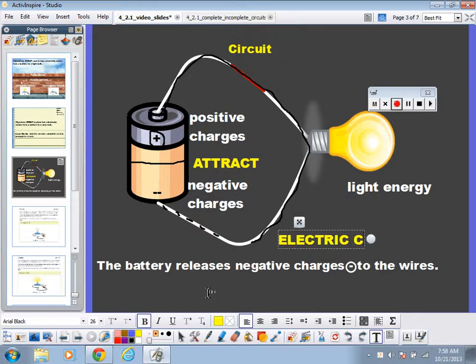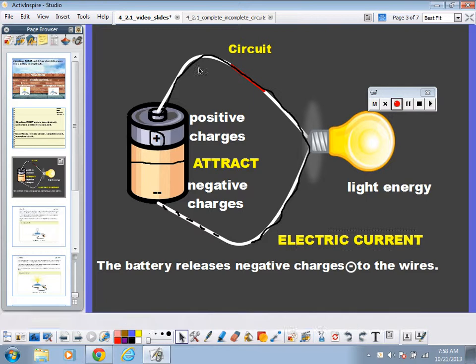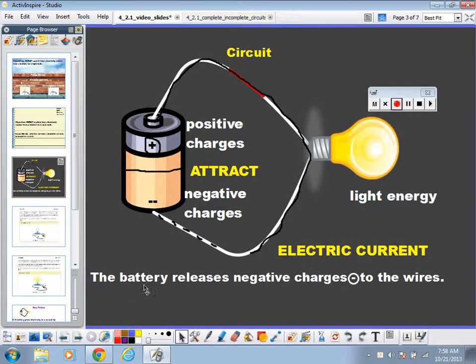Electric current. And that is what is making the light bulb turn on. That's where the energy comes from. So the battery releases negative charges to the wires. The negative charges are attracted to the positive charges, and they go around and around and around, and they make the light bulb turn on.